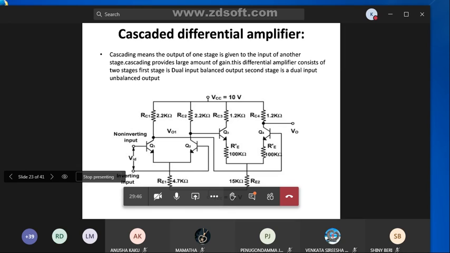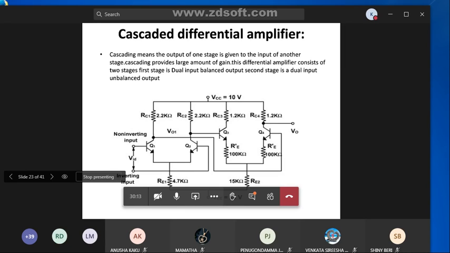The first stage is a dual input balanced output. Here we are having two inputs, so that's why it is called dual input. And the output is taken between two collectors. So that's why it's called a dual input balanced output differential amplifier.